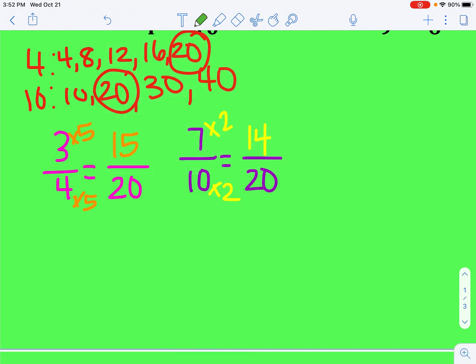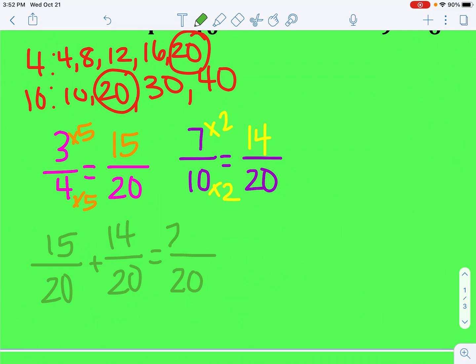Alright, so now comes the part where I rewrite my numbers. I have 15 over 20 plus 14 over 20. My denominator stays the same when I add, but my numerator I'm taking 15 plus 14, which gives me 29. Can I simplify 29 over 20? I can't. I could make it be 1 and 9 over 20, but you can't simplify 9 over 20. So I am done.